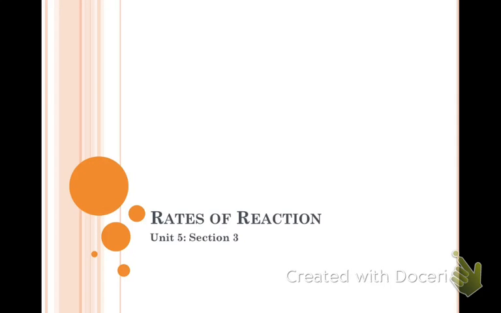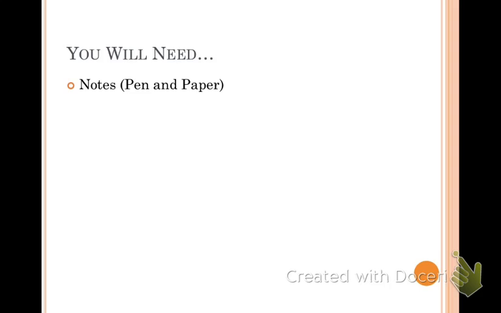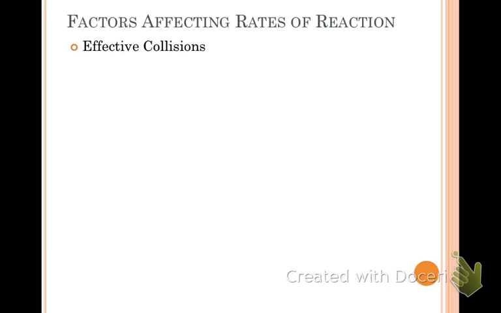Hi everyone, so here we're going to talk about rates of reaction, so pretty much what helps reactions occur faster. This is what we call kinetics. So you'll need your notes for this. So there are basic factors that affect rates of reaction. We call them effective collisions.